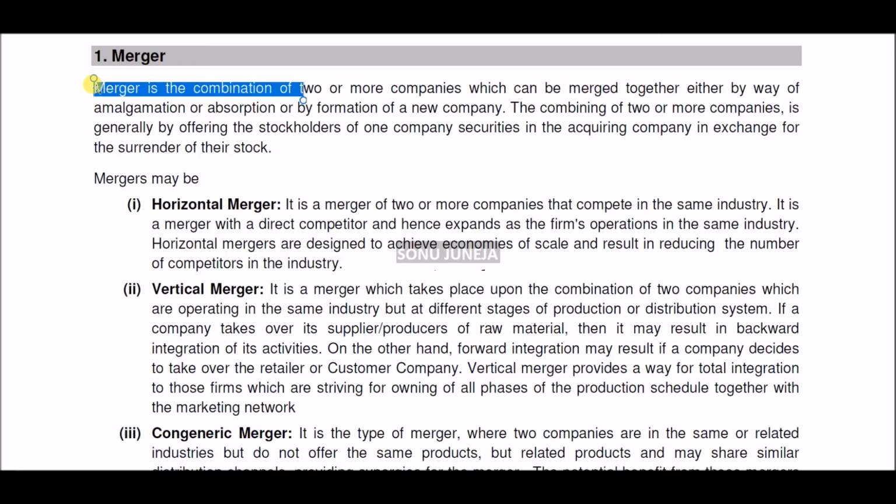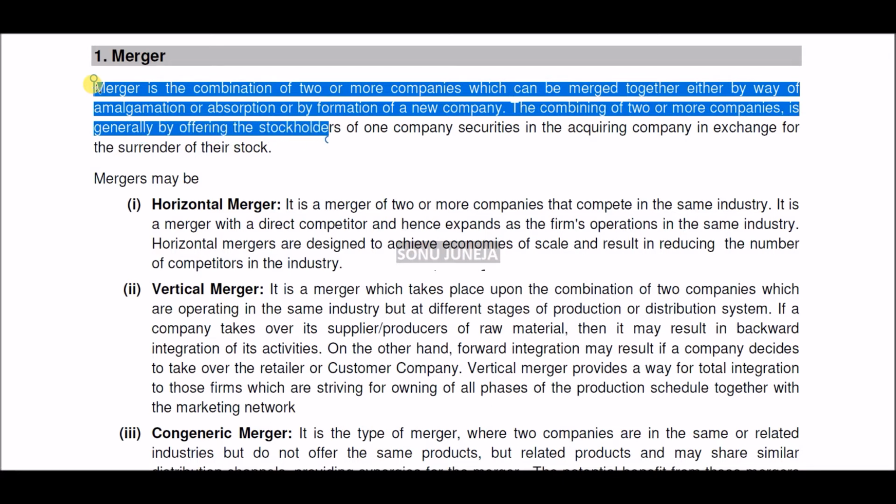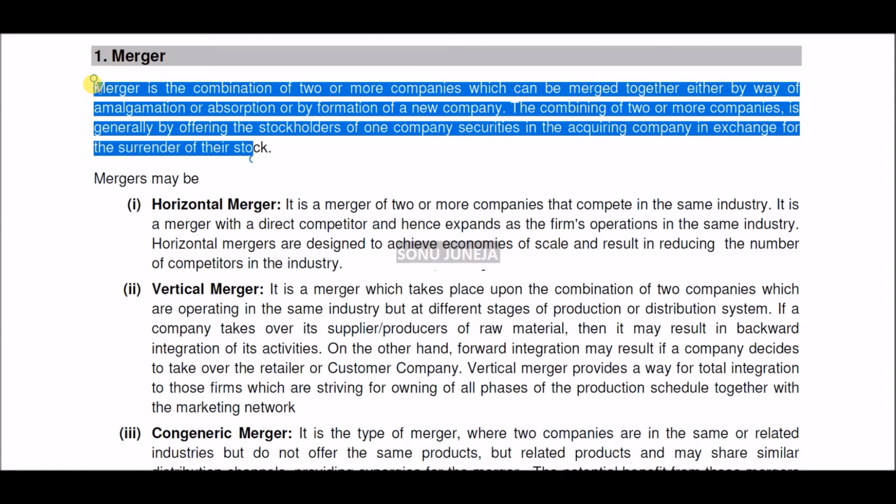It is a combination of two or more companies which can be merged together either by way of amalgamation or absorption or formation of a new company. The combining of two or more companies generally involves offering stockholders of one company securities in the acquiring company in exchange for the surrender of their stock.